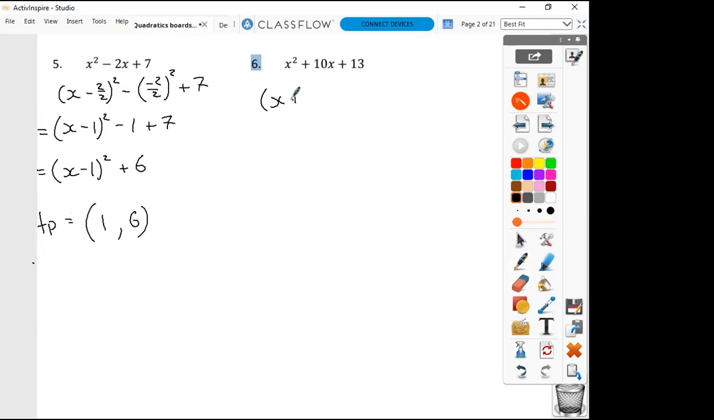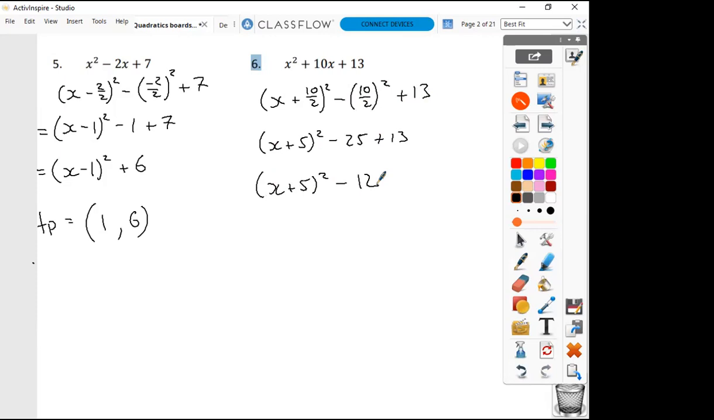x plus 10 over 2, squared, minus 10 over 2. That's always a minus, remember. Squared, plus 13. (x plus 5) squared minus 5 squared, which is 25, plus 13. (x plus 5) squared minus 12. So our turning point would be negative 5, negative 12.